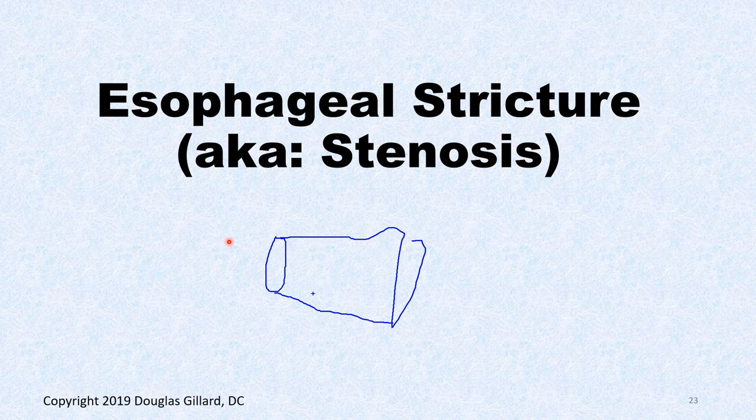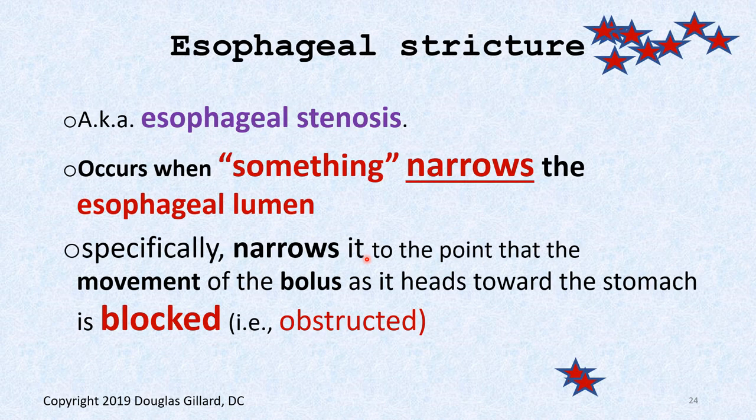Anyway, I digress. Stenosis is when something like a tumor or anything clogs the lumen to the point where stuff can't pass. So that's what stenosis is. Same thing with stricture. So the esophagus is just a tube, right? So we can get the whole of that tube narrowed. So stricture and stenosis are used interchangeably. Make sure you know that AKA.